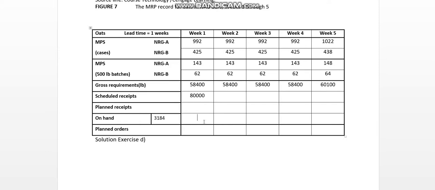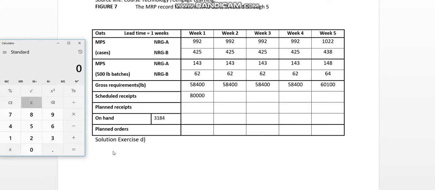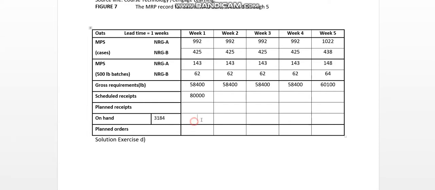And these planned receipts and planned orders we will take a look at now, but for now we have to calculate on hand for the end of week 1. How do we calculate that? It's also very easy. So we have in our hand 3,184, right? And we will receive 80,000 more. So at the beginning of week 1 we will have 83,184, and from that we will use 58,400, and at the end we will have this number, 24,784.